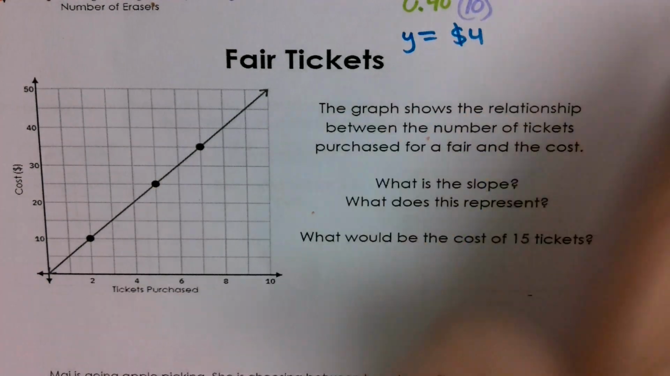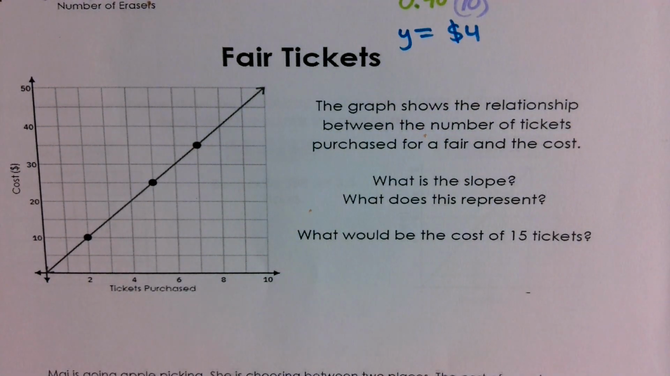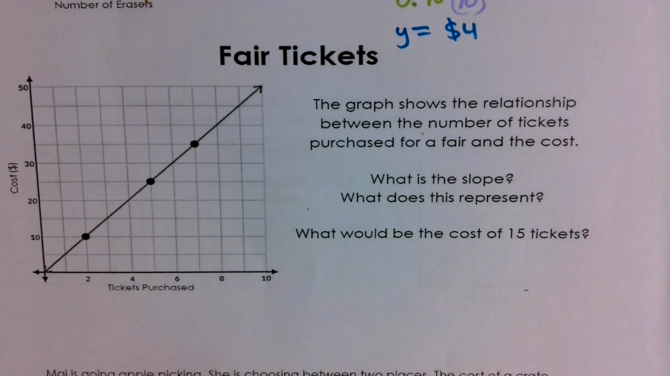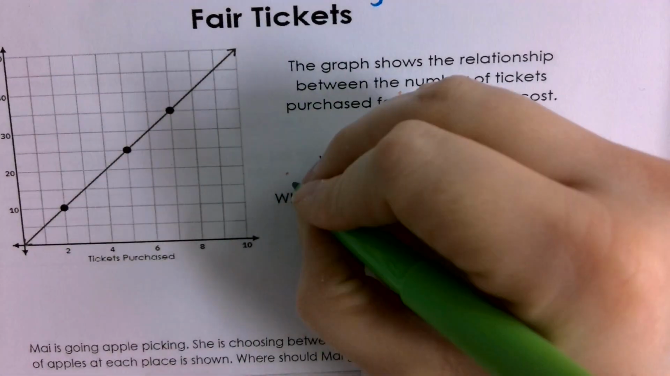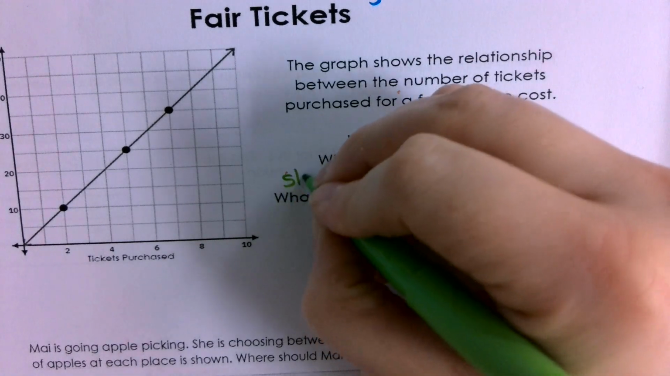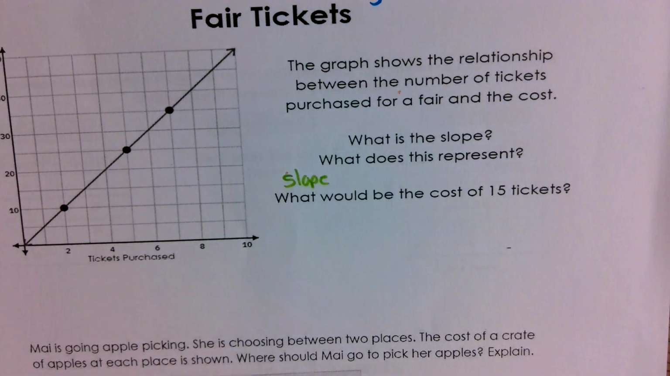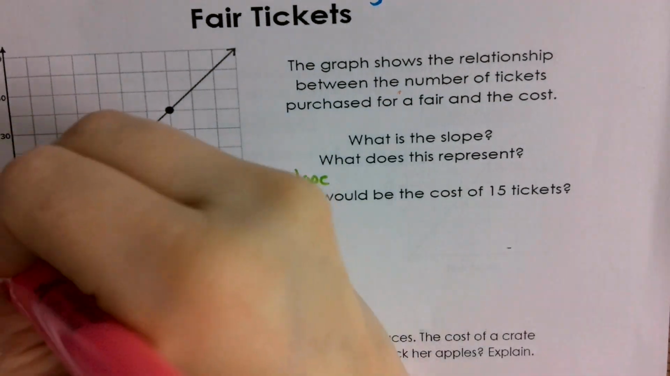Okay, taking a look here for the fair tickets. Who can tell me what the slope is going to be? What is the slope for the fair tickets going to be? Ryan, what'd you get? 5. Very good. So the slope would be 10 over 2 or just 5. And what does that represent? $5 per ticket. Good.